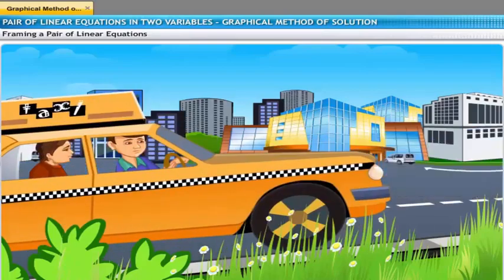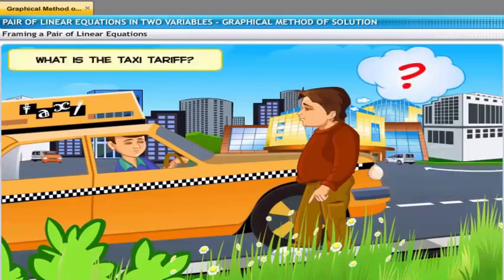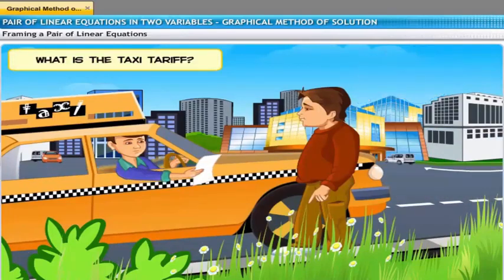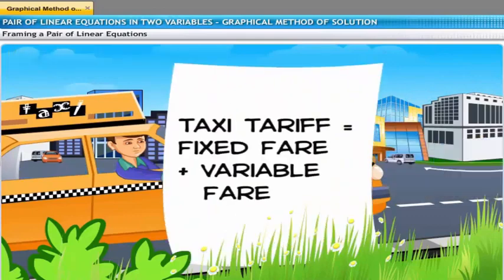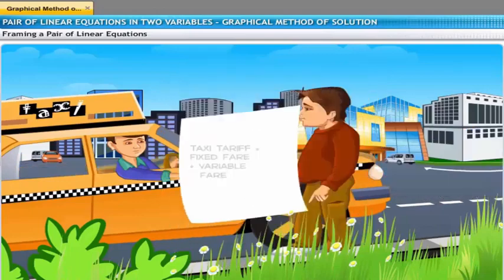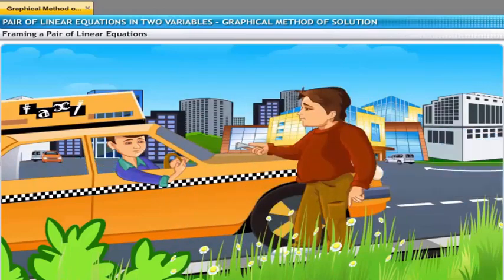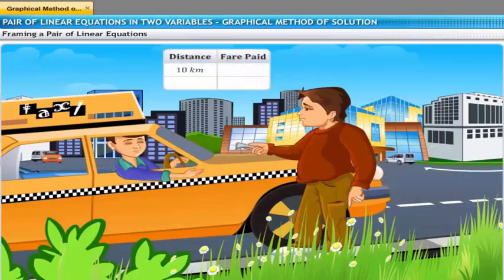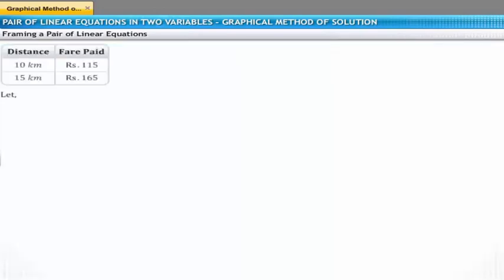Consider an example. Mekong wants to know the new taxi tariff. A taxi tariff plan has two components: the fixed minimum fare and the variable fare that is based on the distance covered in kilometers. For a distance of 10 kilometers, he has paid a fare of 115 rupees. And for a distance of 15 kilometers, he has paid a fare of 165 rupees. Let's assume that the fixed minimum fare is X rupees and the variable fare is Y rupees. Here X and Y represent the ordered pair.